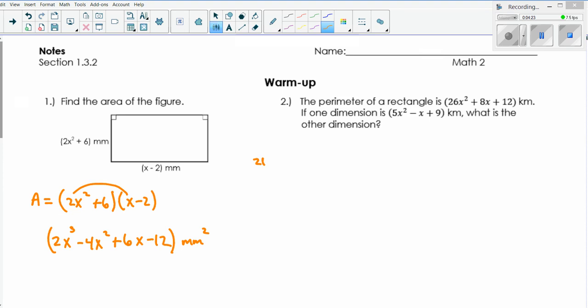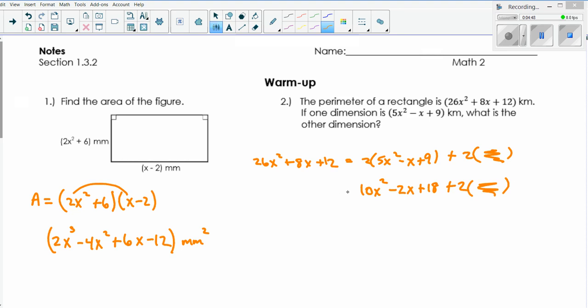So we're saying that this is the perimeter, which is equal to 2 of these plus 2 of something else. Okay, I'm going to distribute to get 10x squared minus 2x plus 18 plus 2 of something. Okay, I'm going to bring this down.